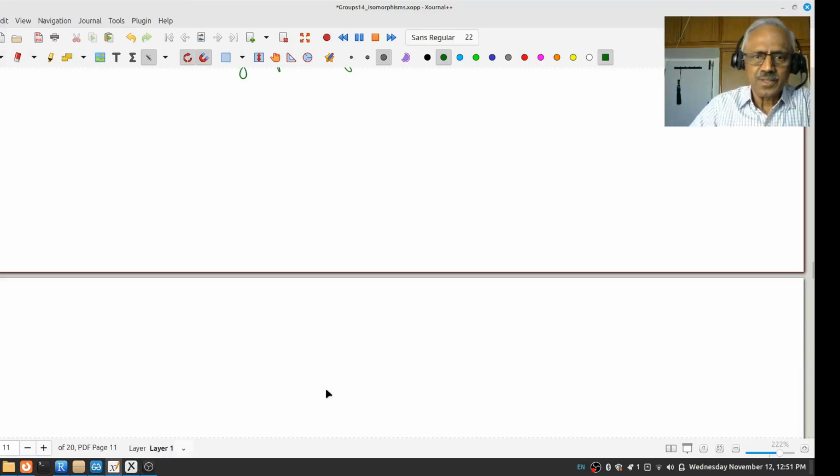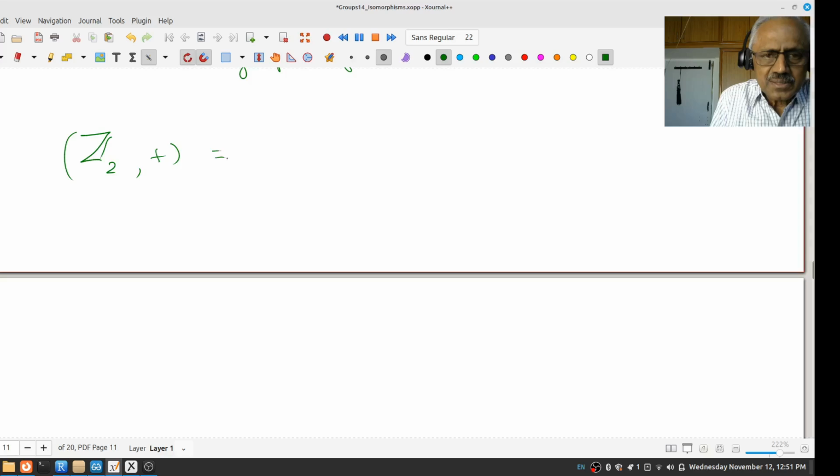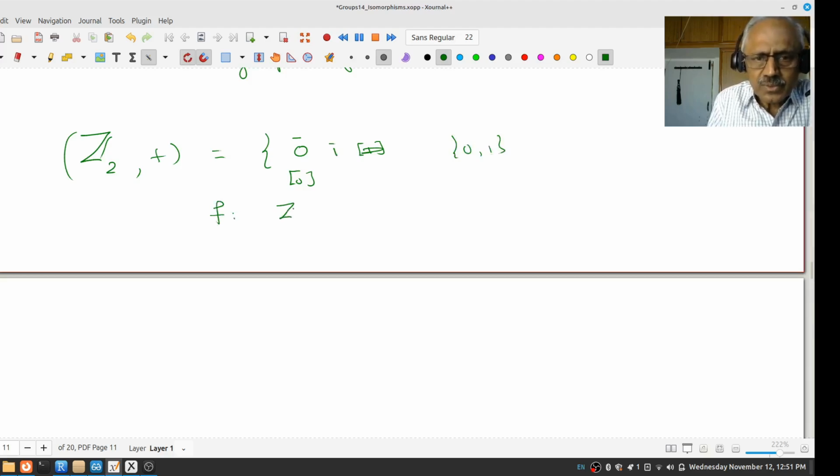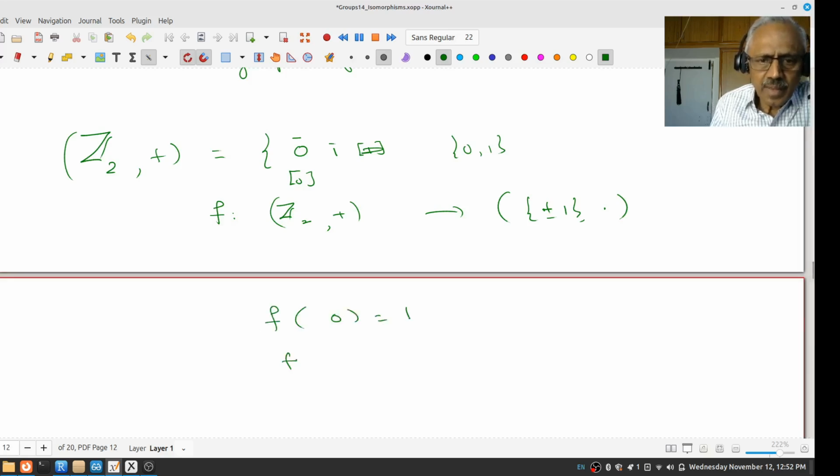So, let us look at Z2 under addition, right? This consists of two elements, 0 bar, the equivalence class of 0, and the equivalence class of 1, which is 1 bar. I will simply denote them by 0 and 1, right? Therefore, I can map the bijection. So, Z2 under addition and plus or minus 1 under multiplication, I can think of this map: f of 0 is 1 and f of 1 is minus 1. Isn't it great?